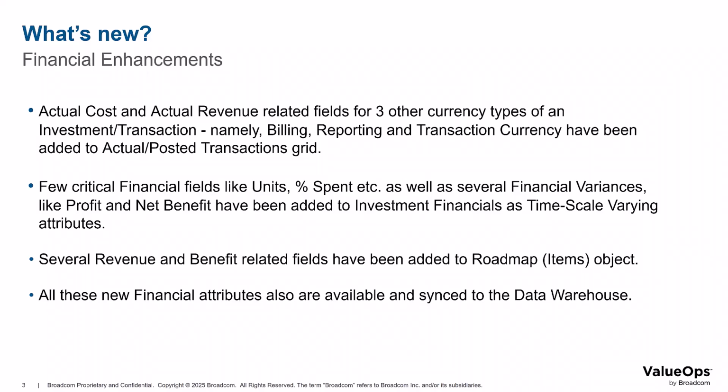Next, few critical financial fields like units, percentage spent, etc., as well as several other financial variances like profit and net benefit have been added to the investment financials as timescale varying attributes. Also, several revenue and benefit related fields have been added to the roadmap items object. Last but not the least, all these new attributes are also available and synced to the data warehouse.